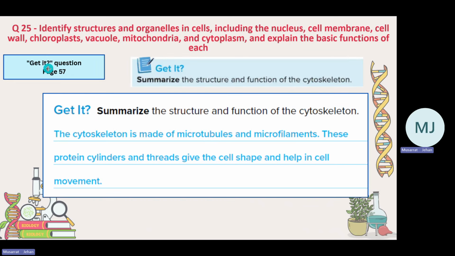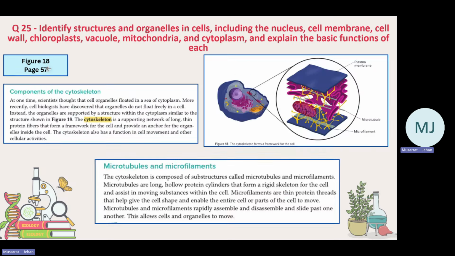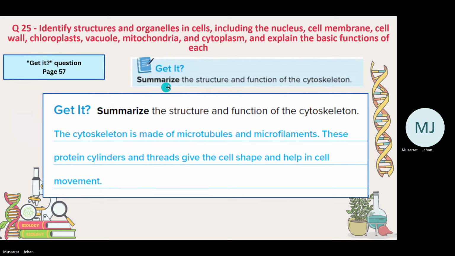Here is question number 25: Summarize the structure and function of the cytoskeleton. So the cytoskeleton is made of microtubules and microfilaments. These protein cylinders and threads give the cell shape and help in cell movement.